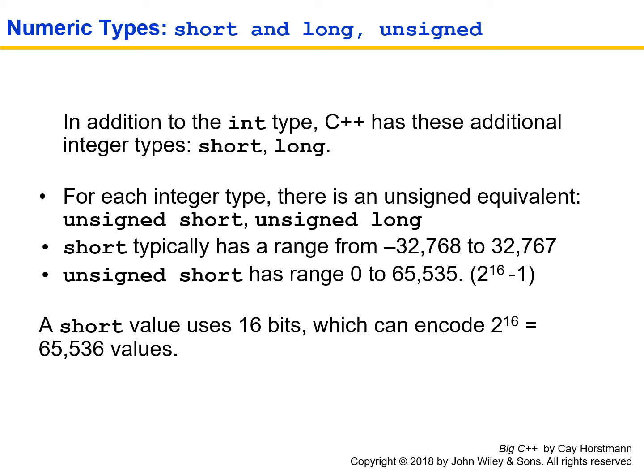Also, in addition to the int type, C++ has short and long. And then there are unsigned equivalents: unsigned short, unsigned int, and unsigned long. Unsigned int is just called unsigned. Those double the range on the positive side and disallow any negative numbers. A short value uses 16 bits, which typically goes from negative 32,768 to 32,767, which is a remarkably small range, so we don't use short for very many things.